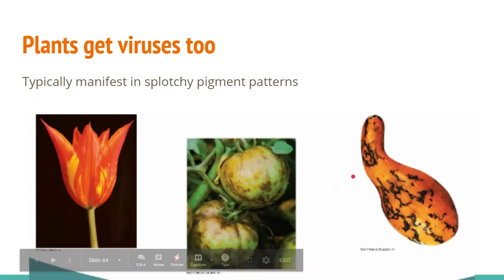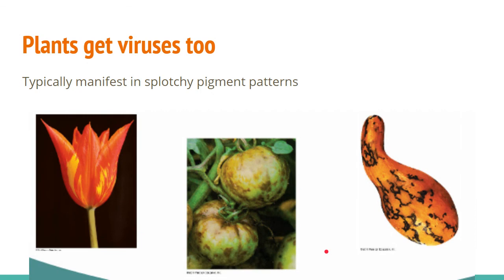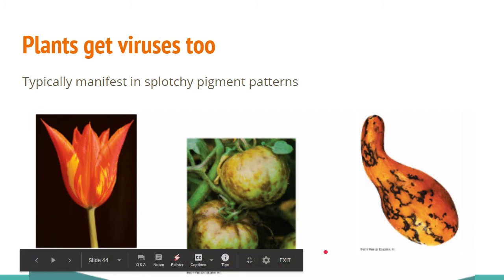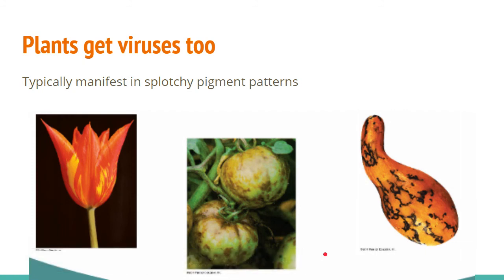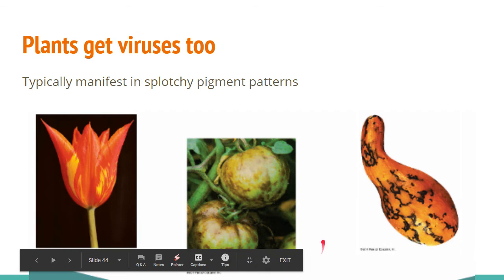And don't think that plants are immune from viruses. Everything can get viruses. So we started with talking about tobacco plants with tobacco mosaic virus, and absolutely plants get viruses just like we do, just like bacteria do. Everything gets viruses. And so typically it'll be really splotchy pigment patterns that are a giveaway. So if you are growing some fruits or vegetables and you notice really bizarre splotchy patterns, that might be a plant virus.